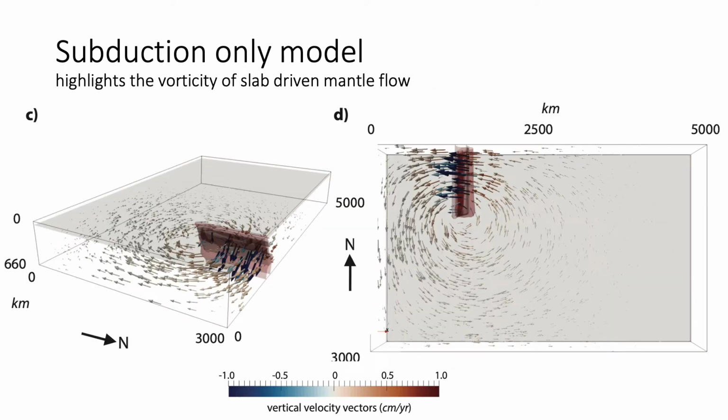So in our first model, we looked at what type of flow field we get when looking at only subduction. In this case, it really highlights the vorticity of the subducting slab and how it drives the mantle flow. The vectors here are at about, the maximum vector is 5.4 centimeters per year, but the color is the vertical velocity. So blue is negative, going down 1 centimeter per year, and red is going up 1 centimeter per year.